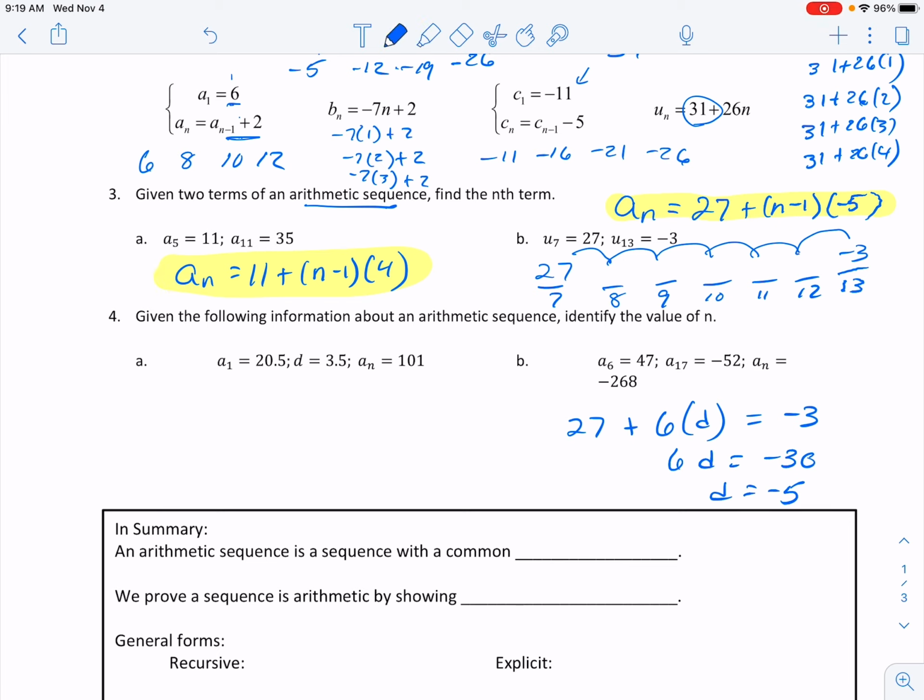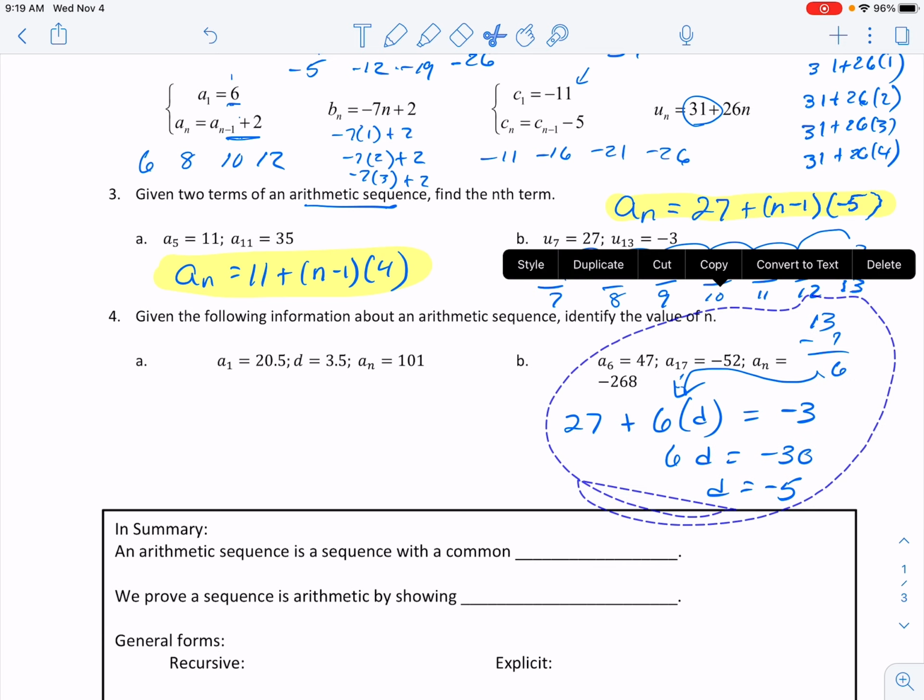Now, you'll also notice this was from 13 to 7. 13 minus 7 is 6. That's how I got that right here. And then you don't have to count. You can just subtract. Okay? All right, let's get rid of that.